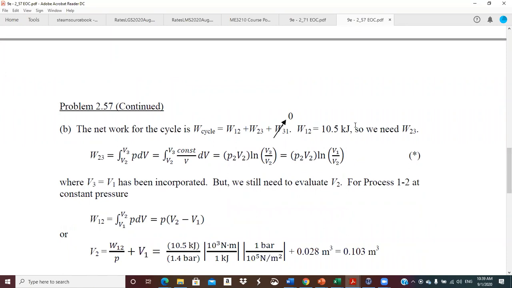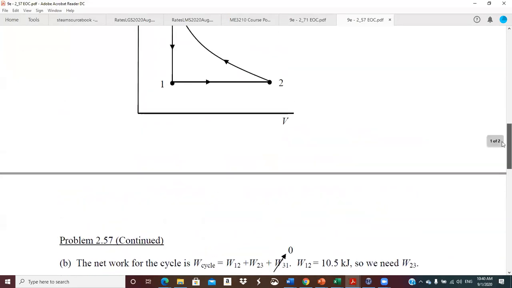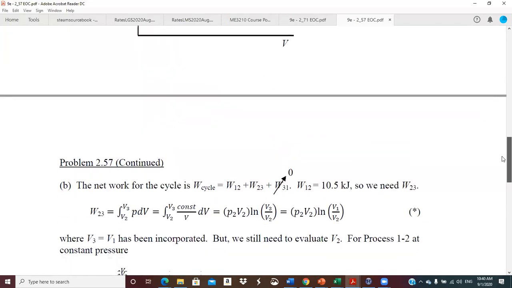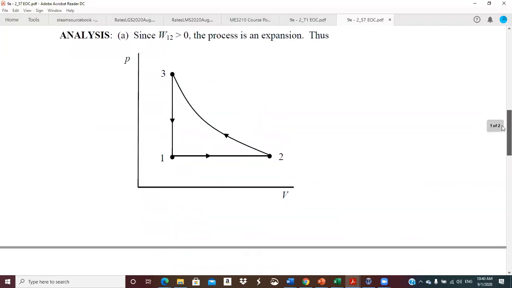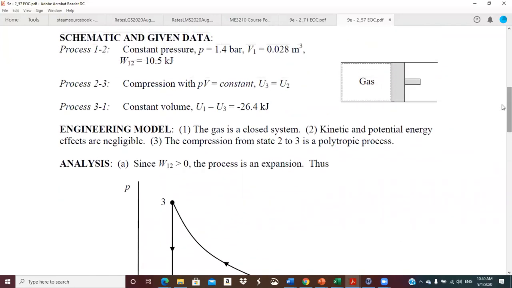And work 1 to 2 is given. So we just need to calculate work 2 to 3. Well, there's our integral from V2 to V3 of P dV. And all these polytropic deals are the same. It's just the exponent that changes. So let's see, where's the relation? It's right here. PV is equal to a constant.